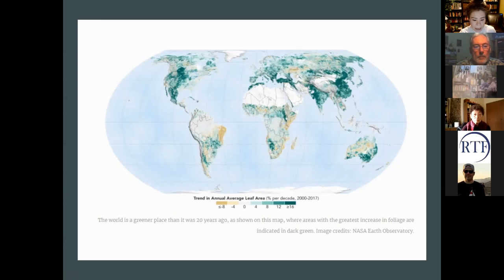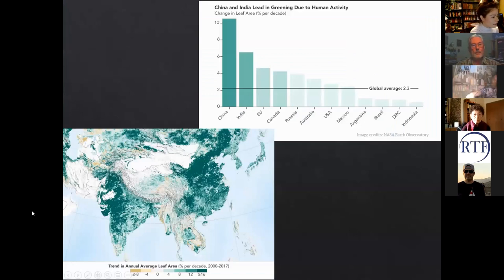This is a map of the amount of green in the world. And again, another paradox is that China and India, which have the largest populations, are amongst the most green. This is a chart developed by NASA. Actually, what we find out is that China and India have become the most green in terms of man-made innovations. They've been able to turn desertification into thriving ecosystems that are now forests.